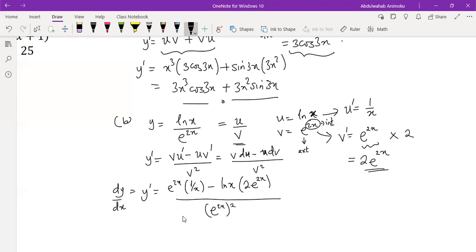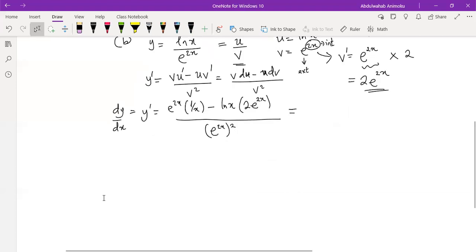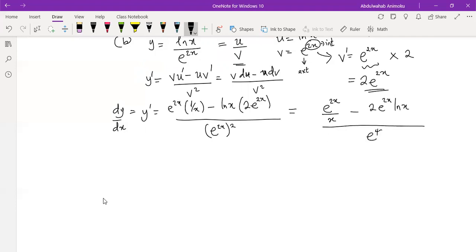Now you should simplify this. In general, you don't leave it as it is. You try to simplify as much as you can. So let's rewrite this one more time. We have e raised to the power 2x multiplied by 1 over x, so that is e raised to the power 2x over x, minus 2 e raised to the power 2x ln x, everything divided by what? e raised to the power 4x, right? Using indices, 2x times 2, so multiply the powers together, you have 4x.